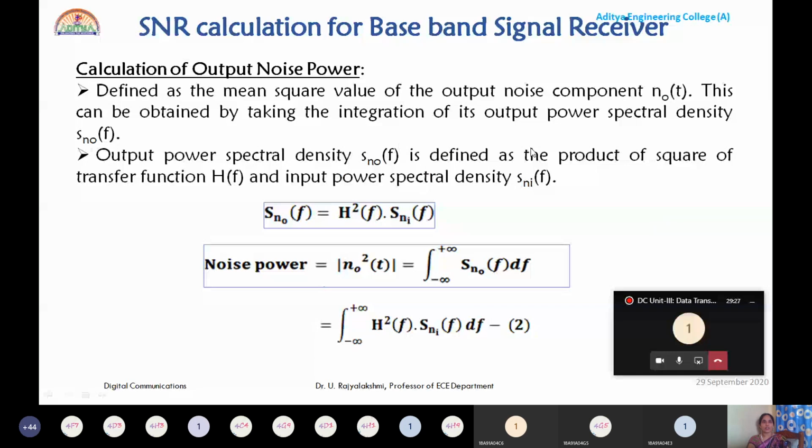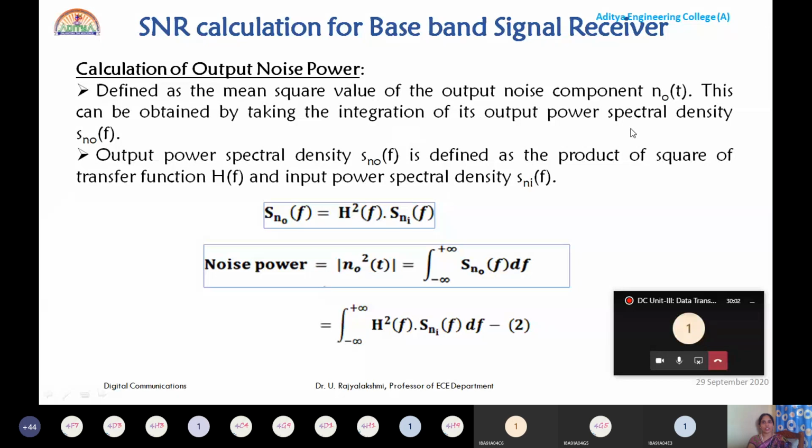Now, let us calculate the output noise power. How can you define output noise power? It is defined as the mean square value of the output noise component. In order to get the mean square value, that is nothing but the total component, we can obtain it by using the integration of its output power spectral density. So you can define the output noise power as the integration of the output noise power spectral density.